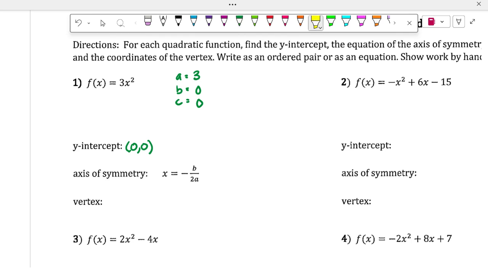Axis of symmetry. This is the formula right here. It's negative B over 2A. So I do negative 0 over 2 times 3. So that's 0 over 6, which is what? How do I write that? X equals 0. Remember, when you're writing axis of symmetry, if you don't put that x equals, you're getting points taken off.